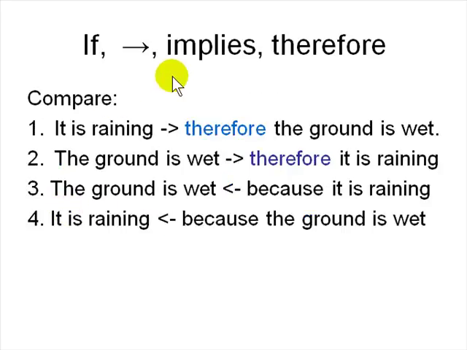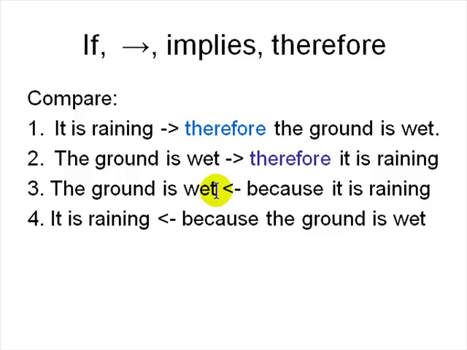You can compare if implies therefore in different sentences. It is raining, therefore the ground is wet. So the rain is pointing, implying the ground is wet. The ground is wet, therefore it is raining. In this case, the ground is wet, therefore it is raining. But in this case, they both are not equal. They are actually converse. We'll look at that later.